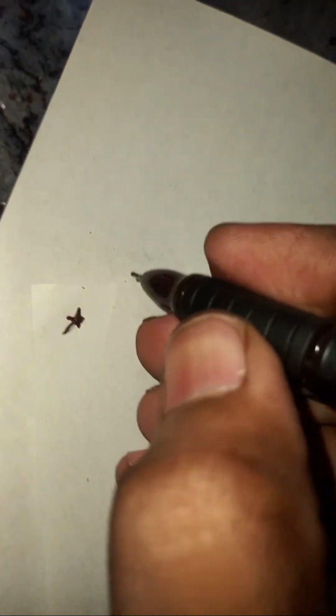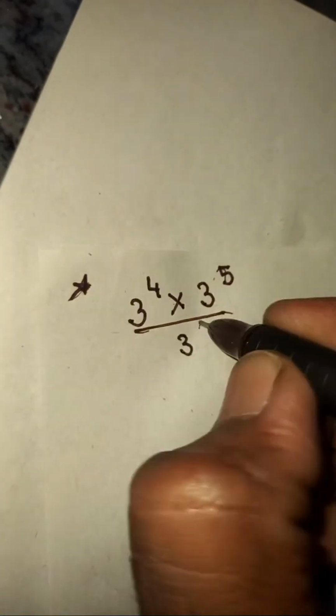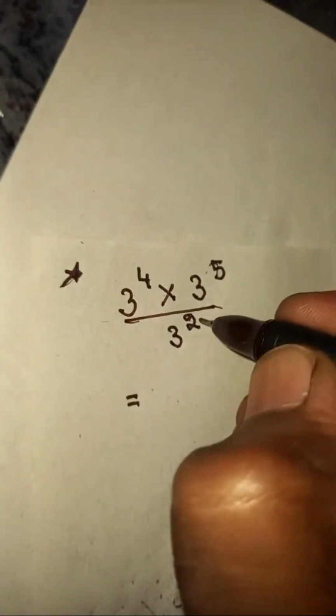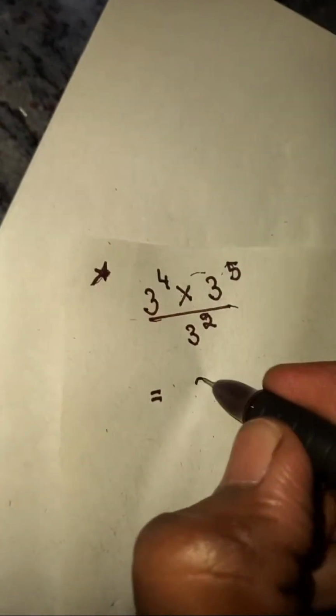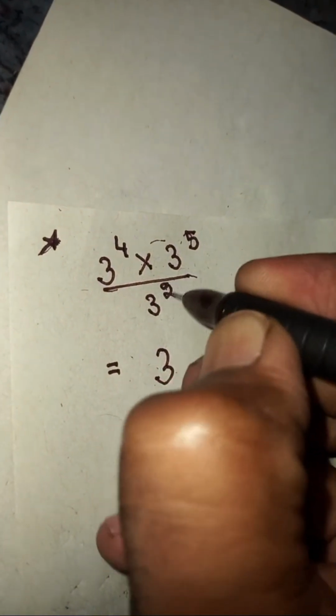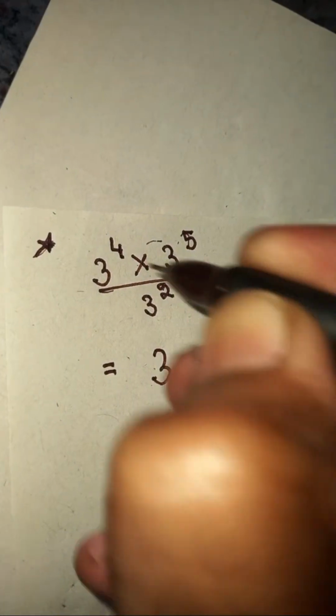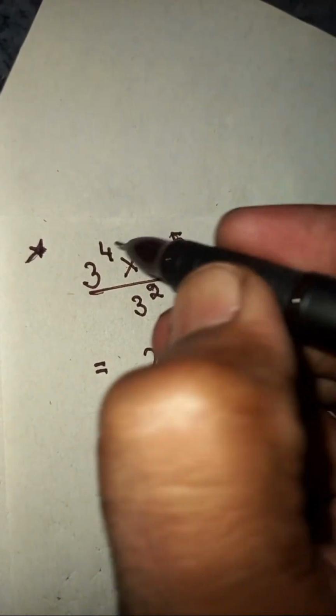Afterwards I'll take another problem. Here I'm going to do the same power problem in a different way. 3 power 4 times 3 power 5 divided by 3 square. Here also the base is 3, here also the base is 3, and here also the base is 3. You can take 3 as the common base, but you are shifting this complete number to the numerator. So this 2 power becomes minus 2 power, and this one becomes 4 plus 5. These both are in the numerator, so they add up.